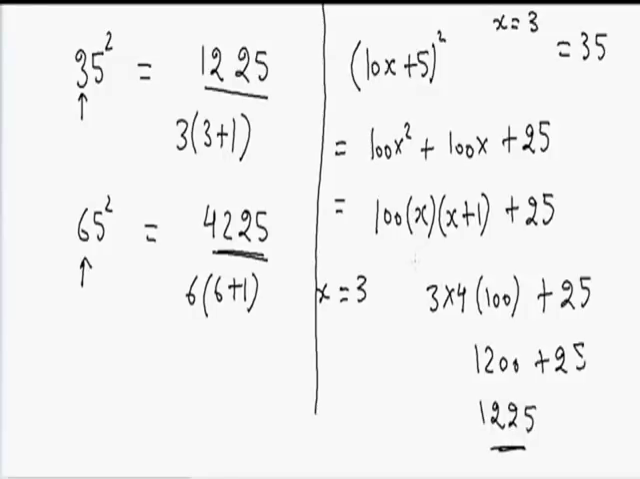So basically we are adding 1 to the first digit, multiplying it with the first digit, multiplying by 100, and then adding 25 in the end. Another example: if I have 85 squared and I want to do a square, that will be equal to 25, and we'll do 8 into 9, that's equal to 72. So the answer is 7225. This is how this trick works.